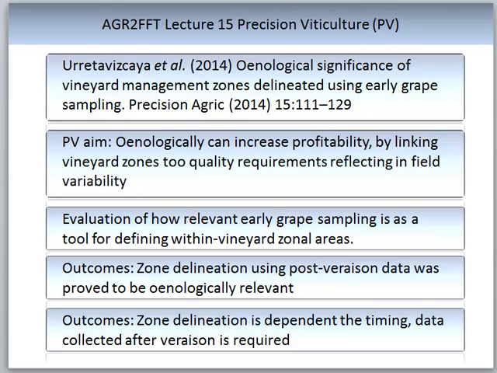The outcomes of this paper were several. It showed that zone delineation using post-veraison data was proven to be oenologically relevant. It also showed that zone delineation is dependent upon the timing of sample collection, and that ideally data collection after veraison date is required. This study was carried out in 2010 and 2011 on a 4.2 hectare vineyard.